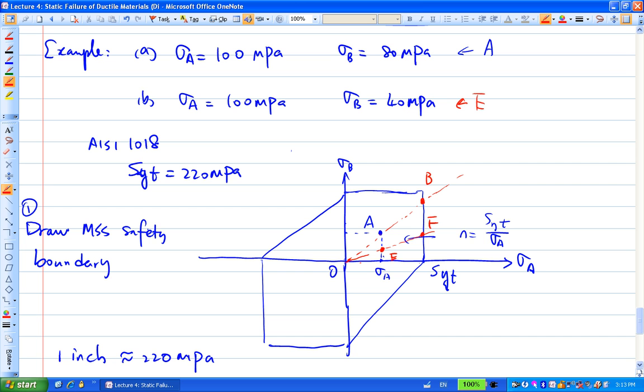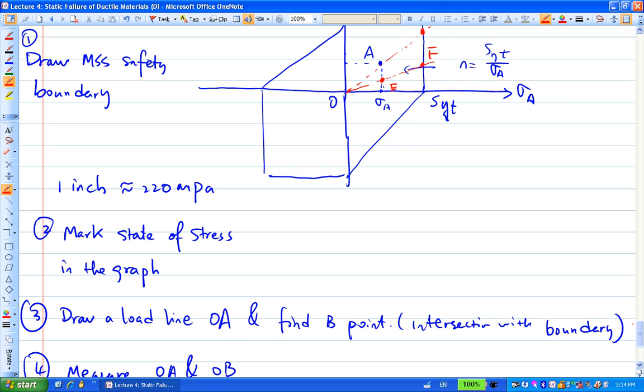If you pay attention to what I just said about how to validate this way of calculating the safety factor, what would be the safety factor at this point E? It should be the same as the safety factor at A. So geometrically, OF over OE is the same as OB over OA. That's actually one of the advantages of this safety factor. Many times you can easily tell approximately what the safety factor of that point is.